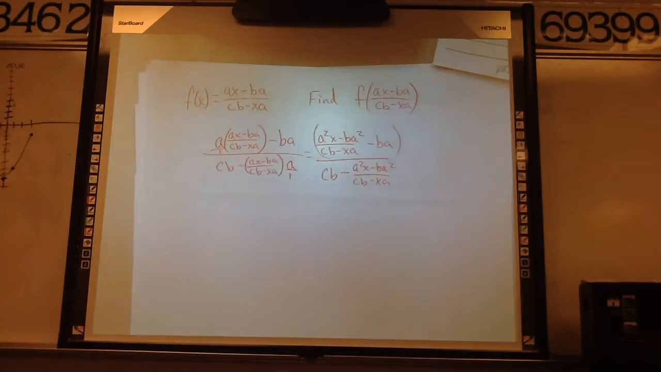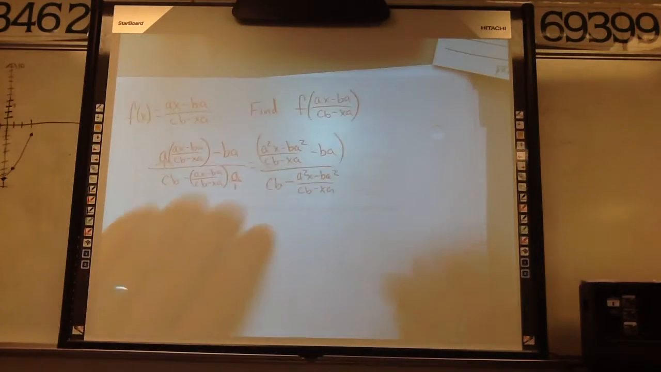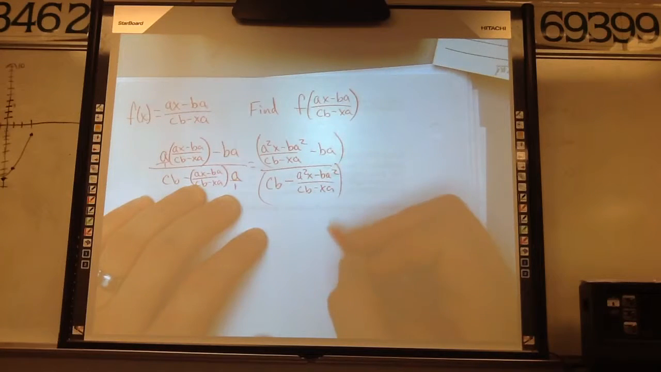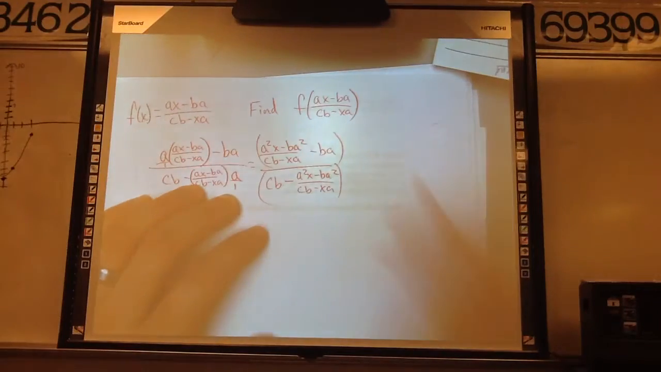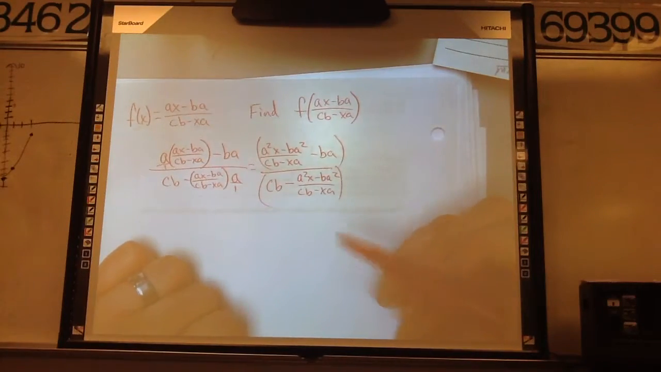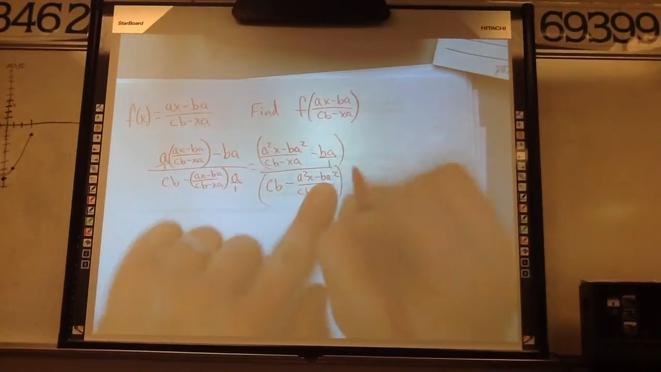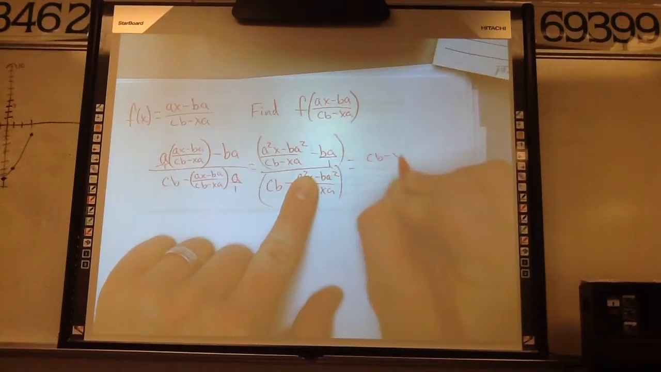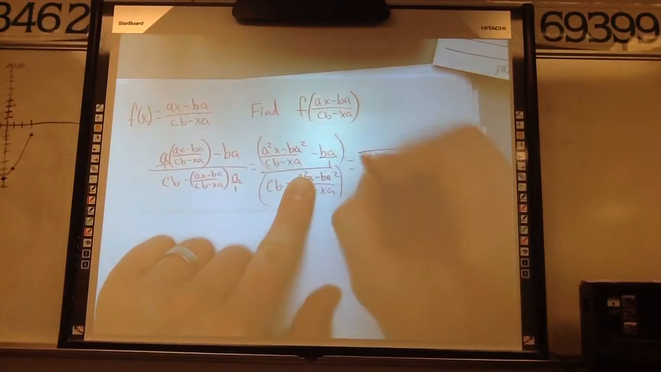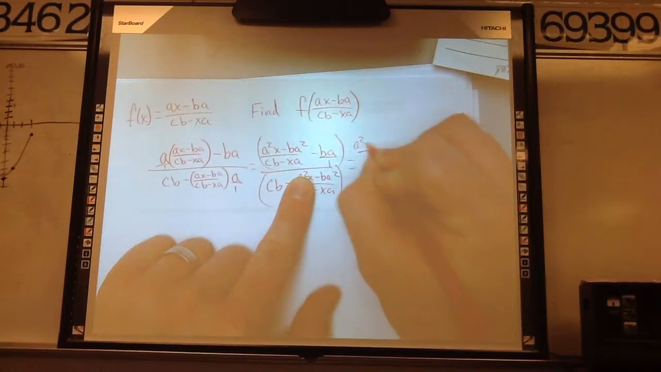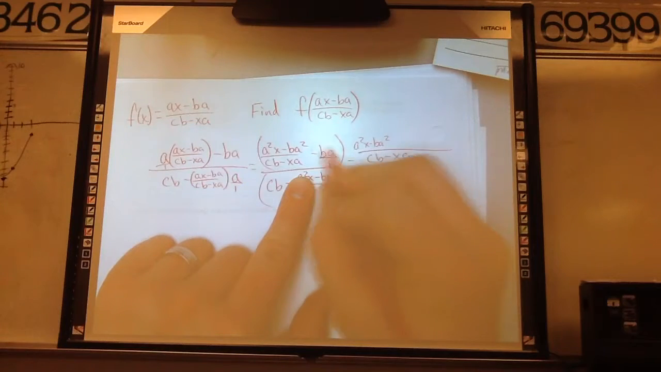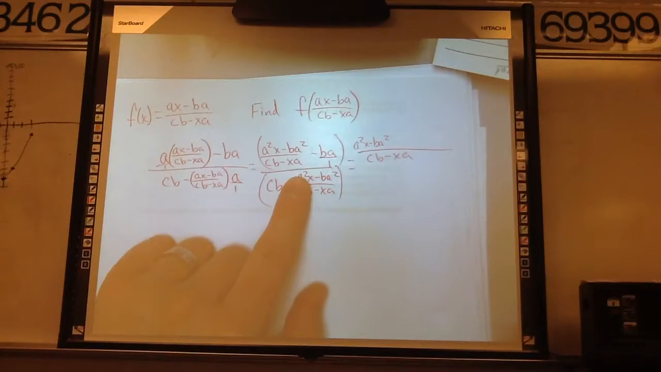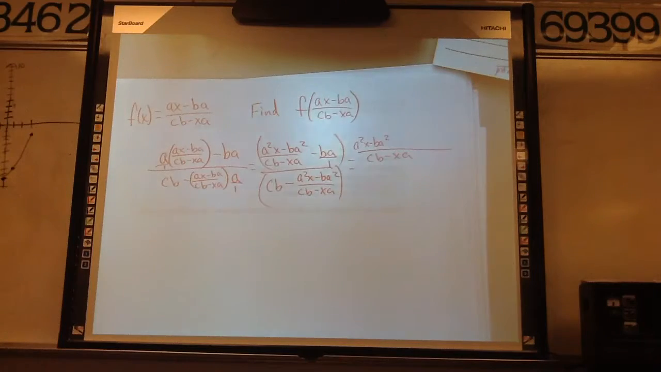Common denominator? You can't cancel anything because you got subtraction. So we've got to get a common denominator. The common denominator would be cb minus xa for this one. The top of that one stays the same, a squared x minus ba squared. That needs to get multiplied by cb minus xa. I'm guessing this one is going to work out a little nicer.